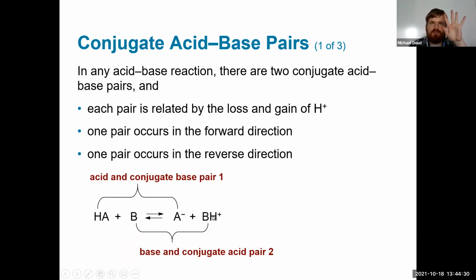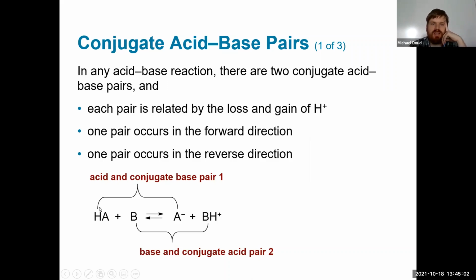Now flip it. Think about the reaction going in reverse. A- could react with BH+ to pick up a proton from BH+. That would form B and HA. In other words, in the reverse reaction, A- acts as the base, accepting a proton from BH+, and BH+ acts as the acid, giving up a proton to A-. Basically, you have one reaction going the forward way, and the reverse reaction goes the opposite way.